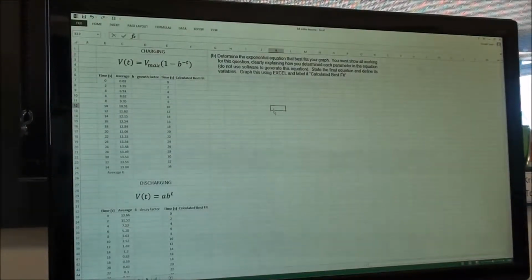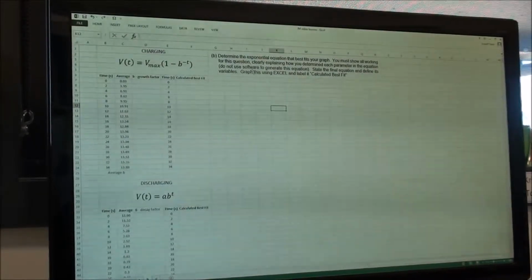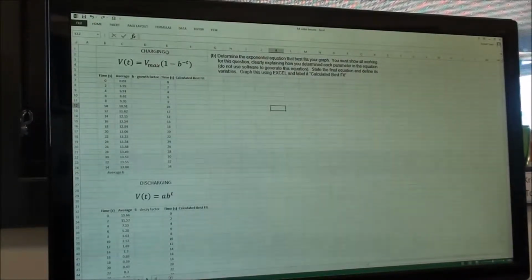Okay, so we now come to task 1 in part B, which asks us to determine an exponential equation that best fits your graph. So I'm going to go through the working for this. For charging, we want to use this exponential equation, which is one you haven't seen before.